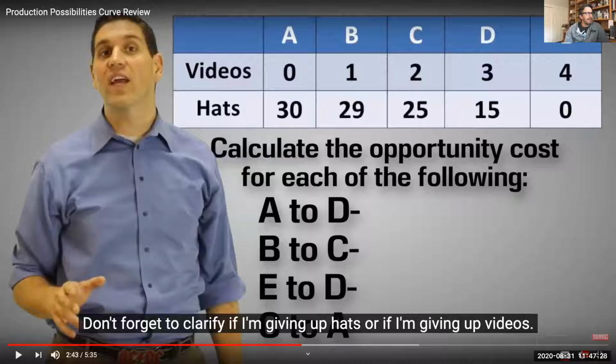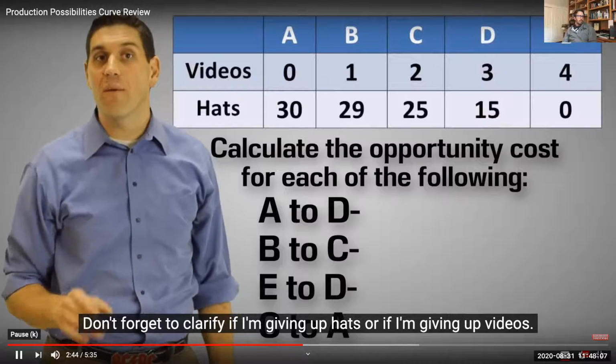Now, if we look at hats, the interesting thing is hats is always in a declining mode, right? As we go from left to right, and videos are in increasing mode. So we really wouldn't want to look at the inverse, which would be going from 29 hats to 25, because that's really more a result of increasing our video capacity, right? So I think we're good on that. Let's keep going.